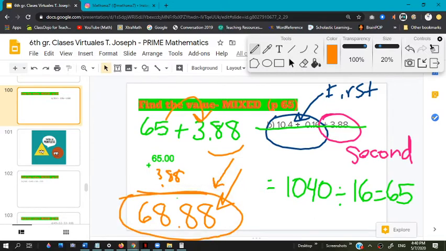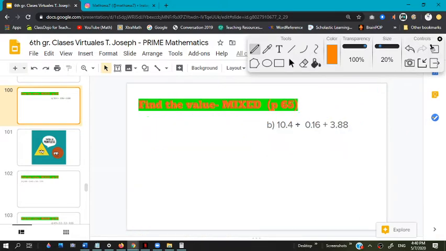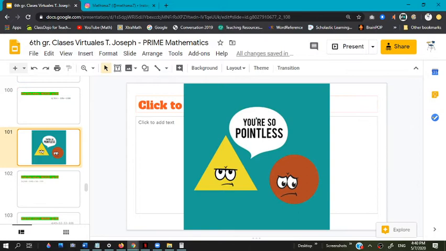Okay, all right, let's delete this, and let's go on to one more joke. See if this one's funny. The triangle says to the circle, "You're pointless. No tienes punto. No tienes propósito."